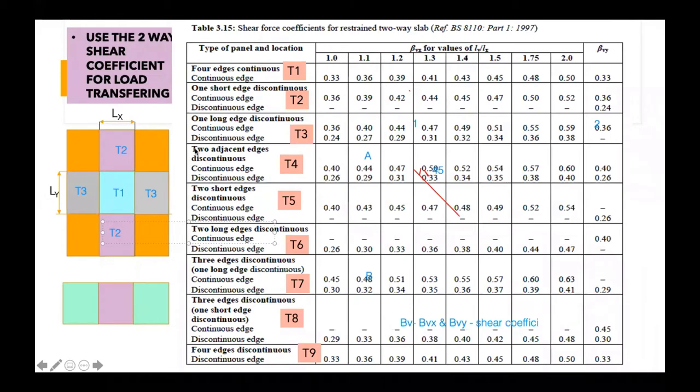Okay, now T4. Which one is T4? Two adjacent edges discontinuous. Do you know what is two adjacent edges? Yeah, these are adjacent edges. One, two, adjacent. Sebelah-sebelah. So this is called T4. Again, this one is T4, the same condition. Okay, this one is also called T4, and this one also T4.